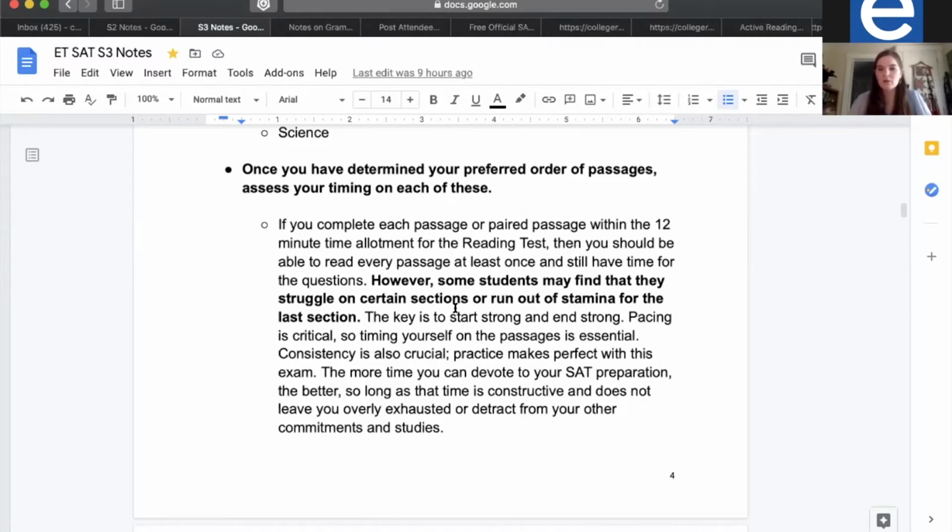Then we can talk about different strategies that you can use to adapt so that you can focus on answering questions, because the name of the game is answering the questions based on the passages, right? Okay, so every student should be able to read a passage in 12 minutes and complete all of the passages, including the paired passages. And that means reading it at least once and still having time for the questions.